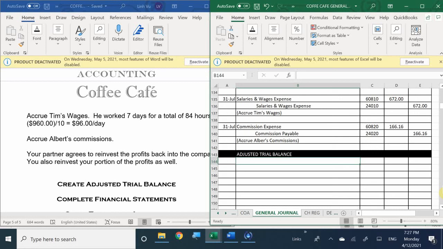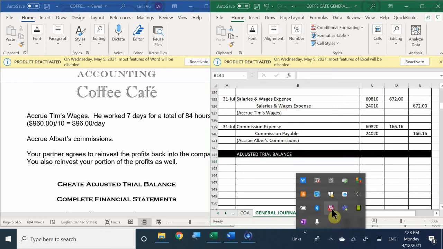Other than that, save your work, and all you will be needing to use now is your general journal, your general ledger, and your financial forms. We're going to be completing the financial forms of the adjusted trial balance. All right. Okay, see you then.